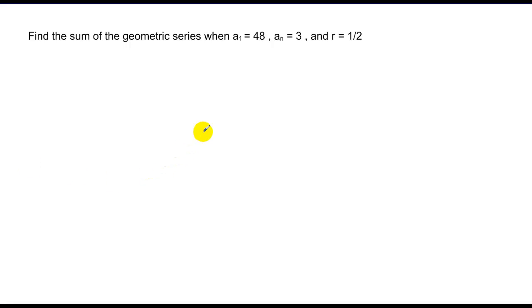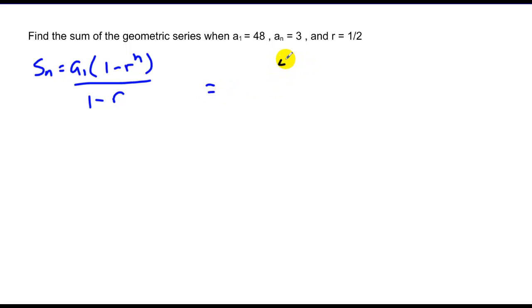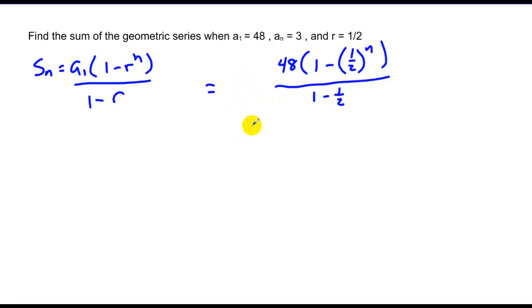Again, we'll find the sum. Here's my first term, my last term, and my ratio. Well, again, if I just write this formula out, I have first term times 1 minus my ratio to the n power over 1 minus my ratio. That's great that I have that first term. It's 48. 1 minus, I have a ratio of a half. That's good as well. But I don't have the number of terms. So I'm going to need to find that.